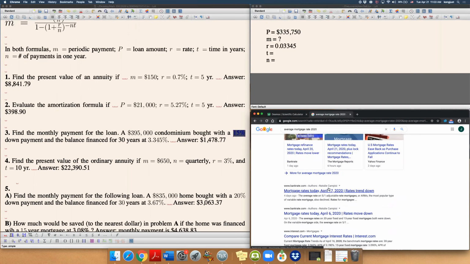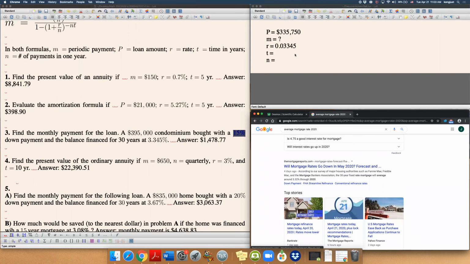Oh, this is telling me 3.32%, according to a survey. Okay, so we're a little off here. I found this value somewhere else. I don't remember where I looked it up, but it's kind of similar, right? 3.32 or 3.345, pretty similar. Let's just stick to this one in case you started already.